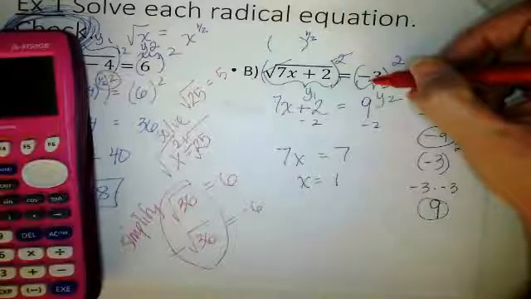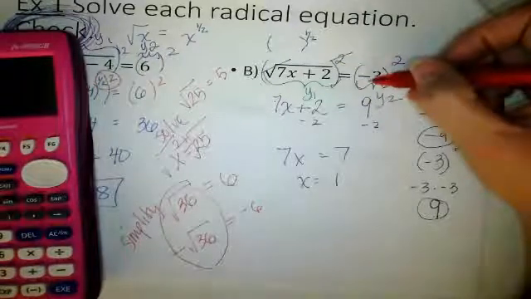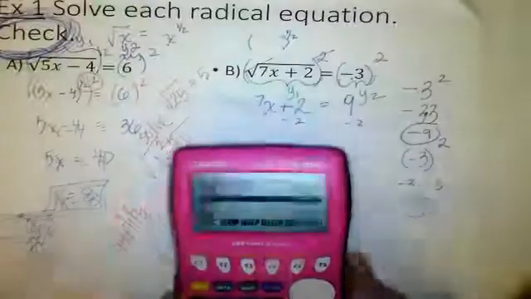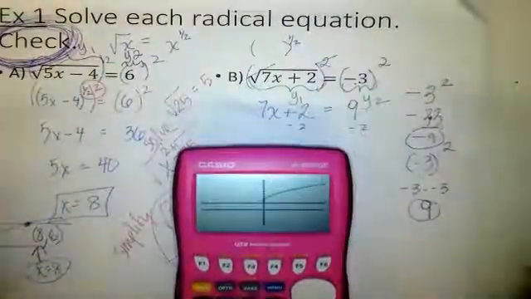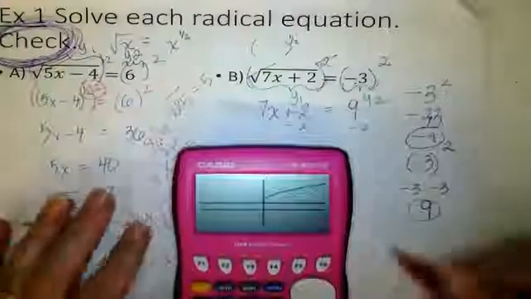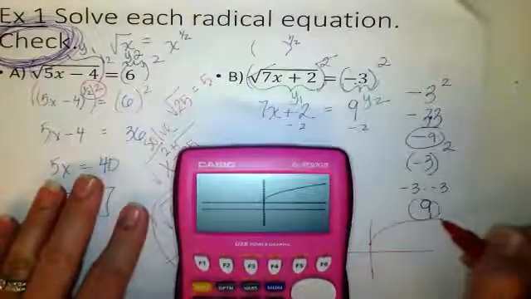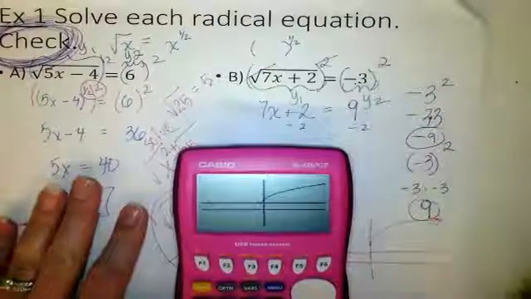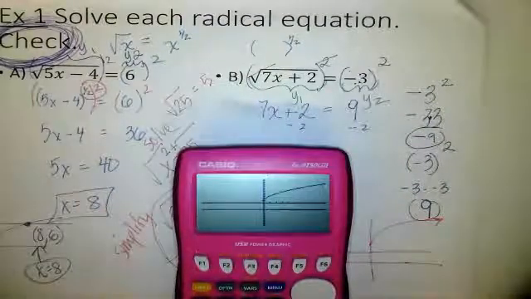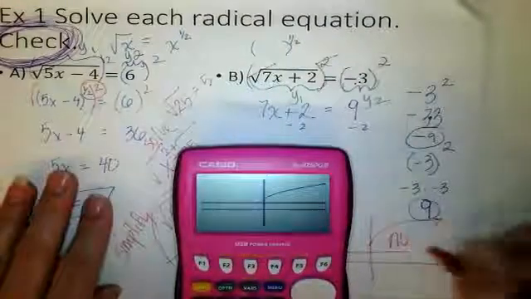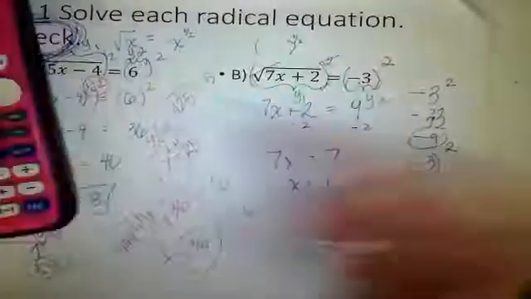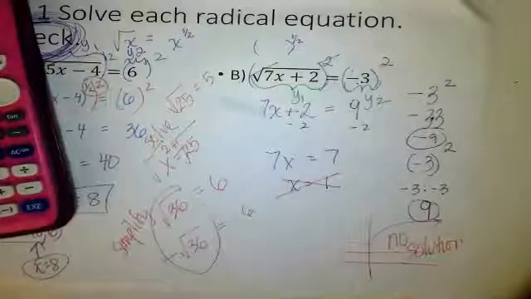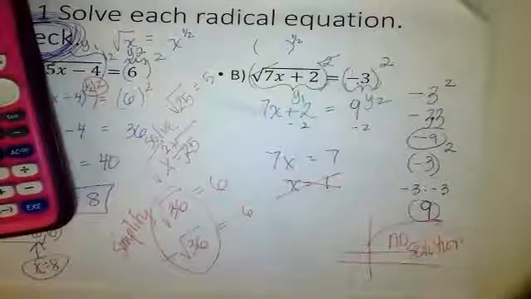Then it'd be imaginary. So when we look at the graph here, there's the graph. We've got the square root swoop and a horizontal line. Do they intersect? No solution. All right, so what happens here? That is what we call a false solution.